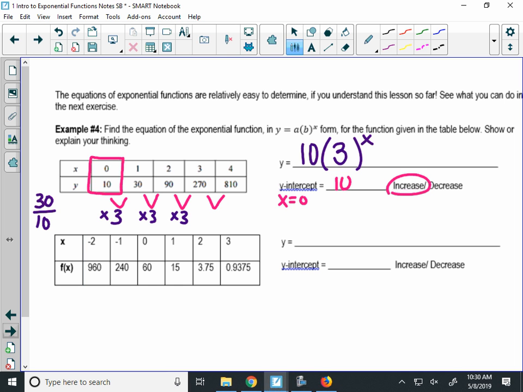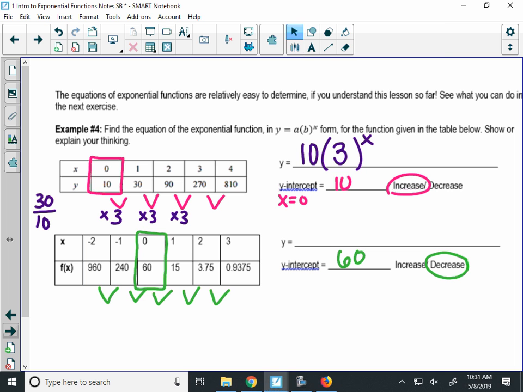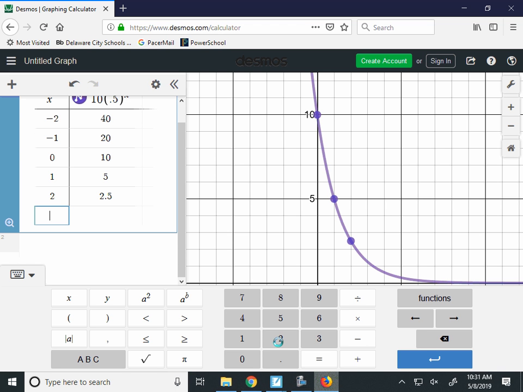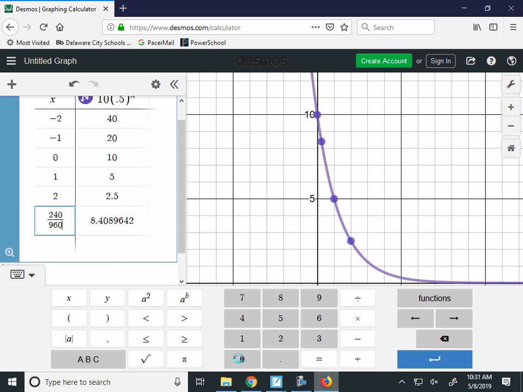The next problem here, my y-intercept is at x equals 0. That's in the middle of my table. My y-intercept is 60. And I want to know how to get from 60 to 15, 15 to 3.75, and so on. So what I have to do, these numbers count too. We know it's going down because it's decreasing, because the numbers are getting smaller. So I'm going to take my calculator and I'm going to take that 240, the second number, divided by 960. Right? I need the calculator for that. So 240 divided by 960.